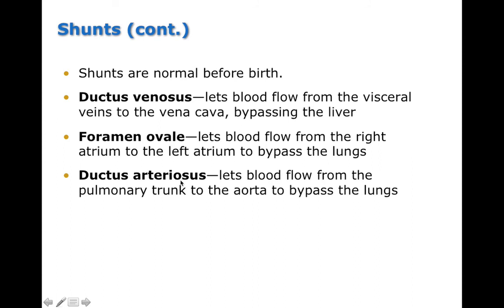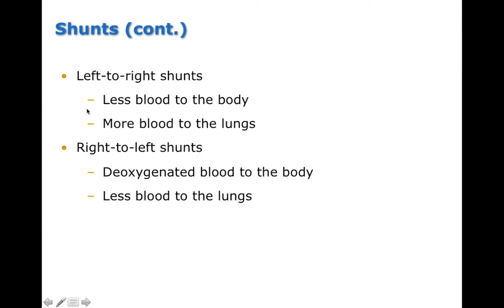And then ductus arteriosus helps blood to flow from the pulmonary trunk straight into the aorta. Therefore, you can bypass the lungs. So both of these, foramen ovale and ductus arteriosus, help us to bypass the lungs. Ductus venosus helps blood to bypass the liver. That way the liver doesn't use up all your oxygen.